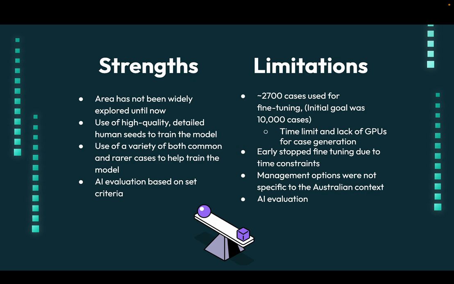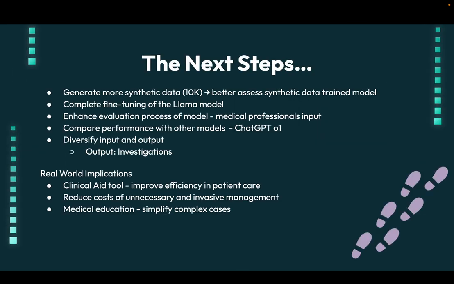However, some strengths include that this area has not been widely explored until now, and we used high-quality, detailed human seeds to train the model. We also used a combination of common and rarer cases, and the AI evaluation allowed us to be less biased as well. Okay, in terms of future directions, what we can do in the future.